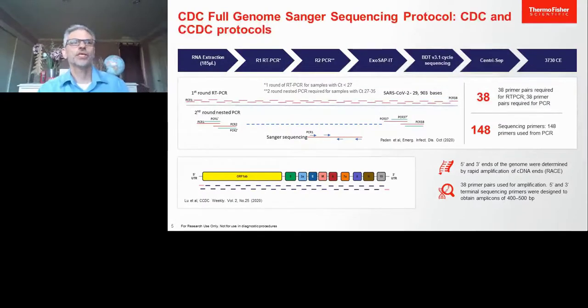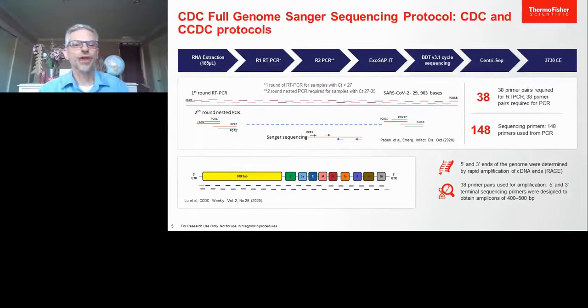So the first genome Sanger sequencing protocol was published by CDC back in March, shortly after the first sequence of the virus was published. The workflow is shown in the top of this slide. It begins with RNA extraction and then an RT-PCR. In the case of samples that have low viral load, a second nested PCR is needed, so typically PCR CT values of 27 and above would require this second PCR step.